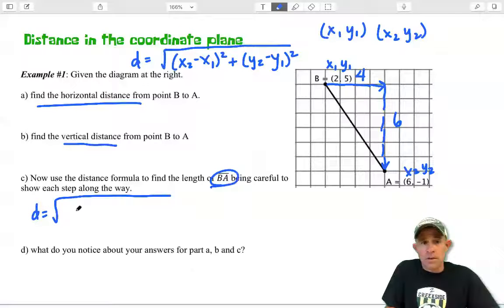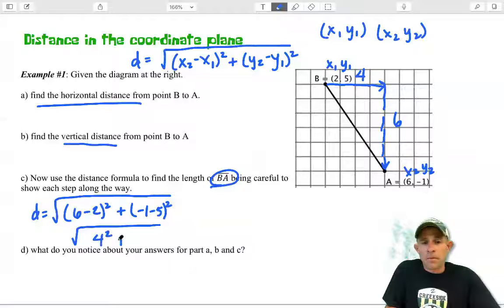the square root of our difference in our x's, so that's going to be 6 minus 2 squared. And we're going to add to that the difference in our y's, which will be negative 1 minus 5 squared. Okay, so 6 minus 2 squared gives me 4, that's 4 squared, plus negative 1 minus 5 is negative 6 squared.